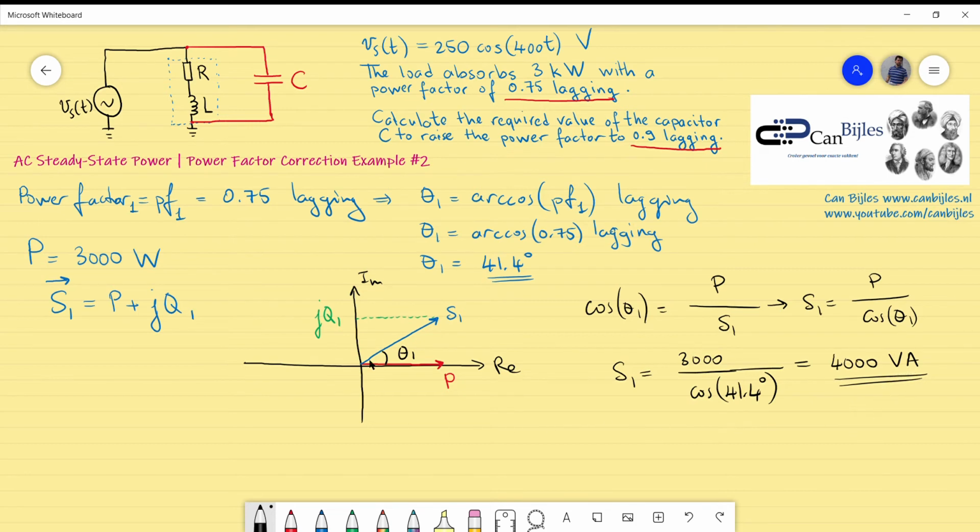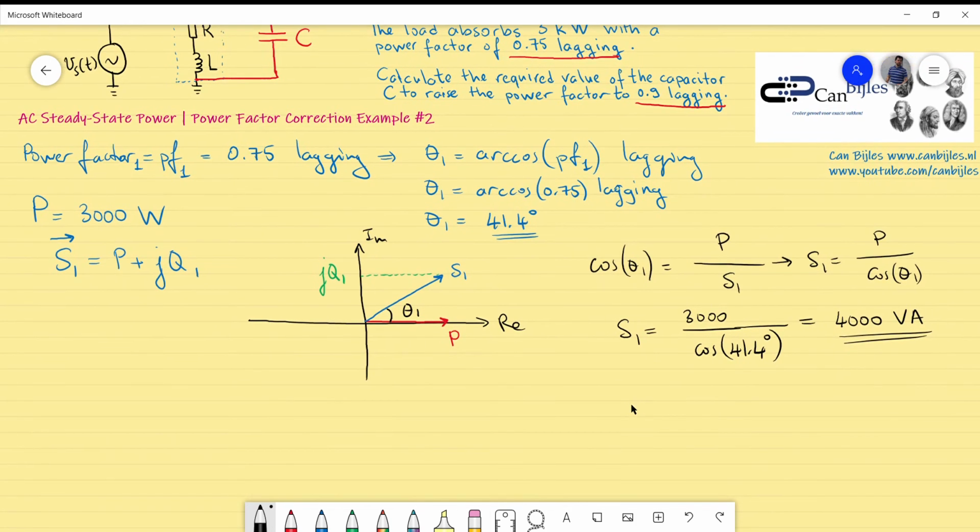After that, we can calculate Q1. So let's calculate Q1. How do we do that? It's again using the triangle here, actually trigonometry. You know that the length of this part is also Q1, so you can use the formula using S1. So the sine of theta 1 will be Q1 divided by S1. And this will bring us to Q1.